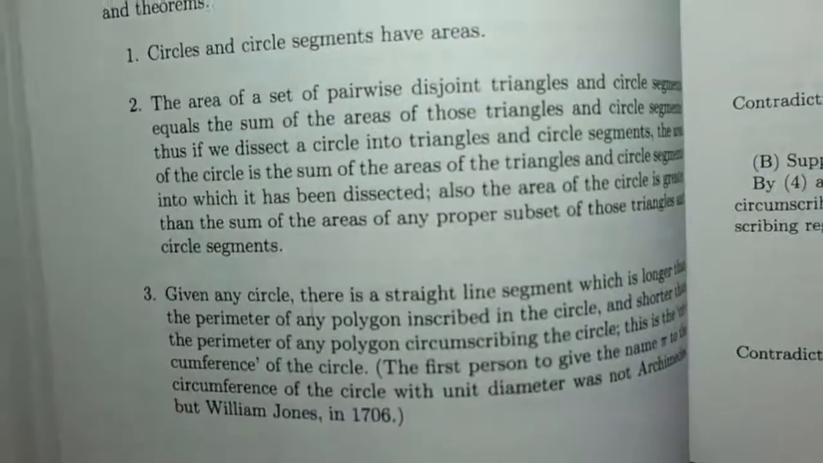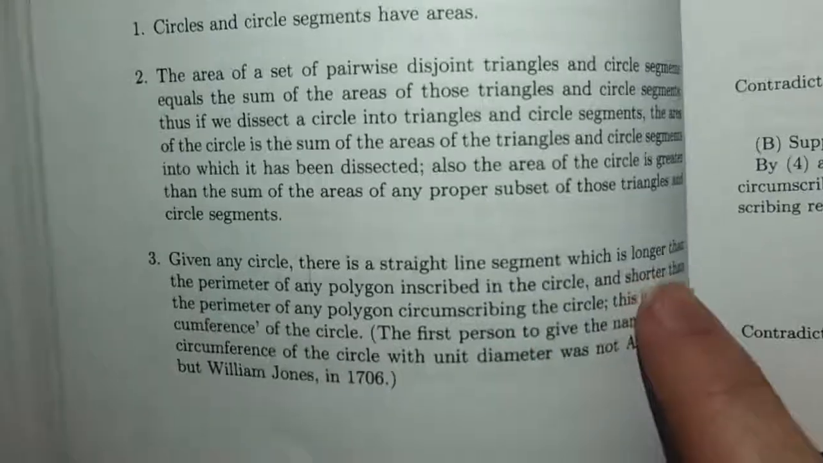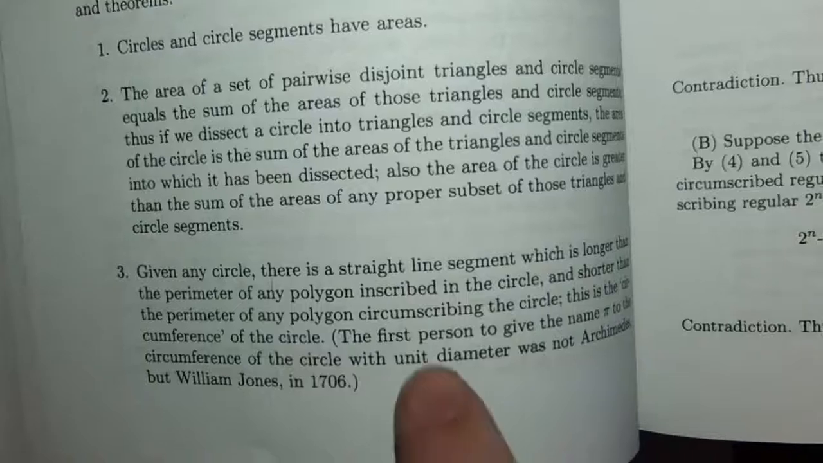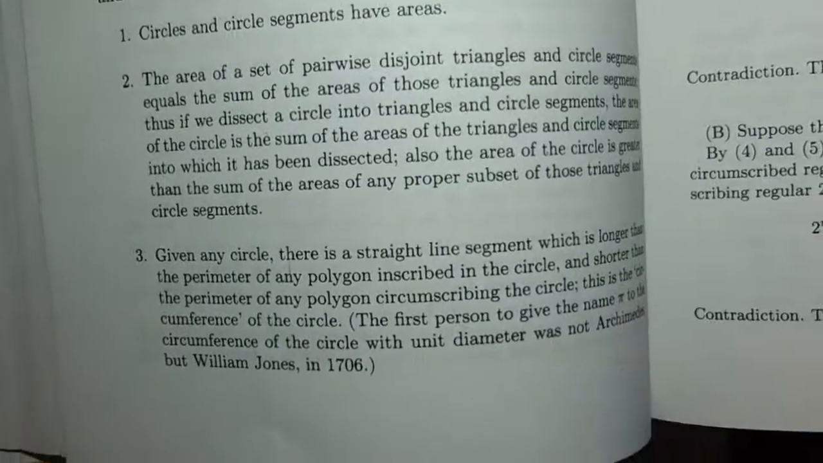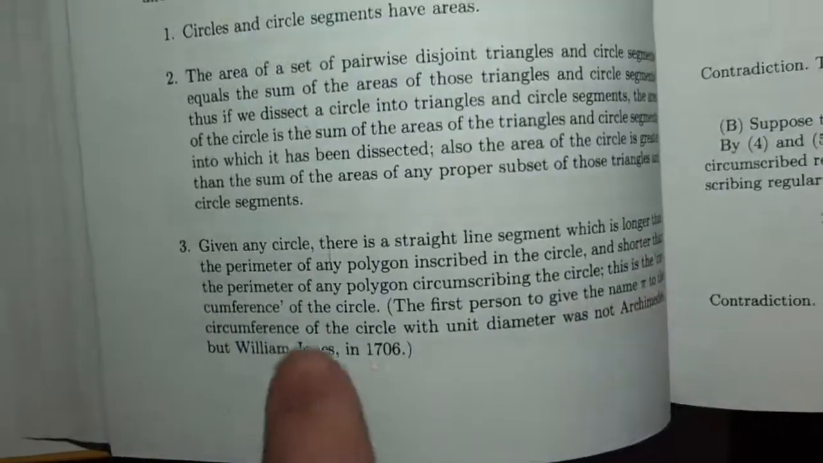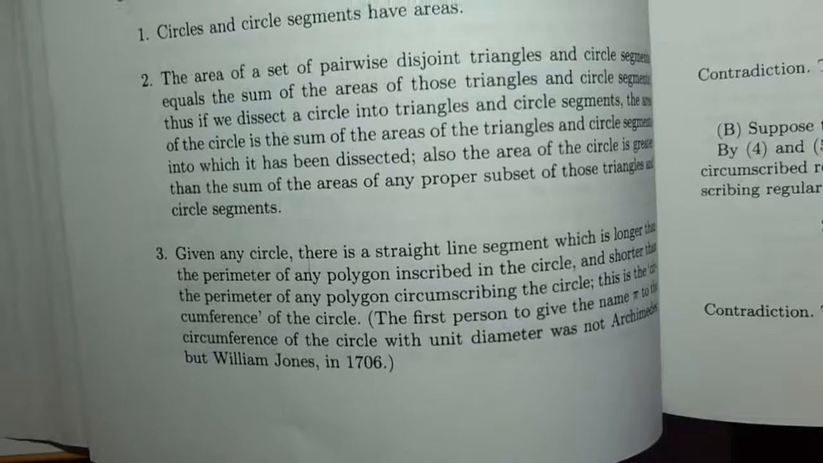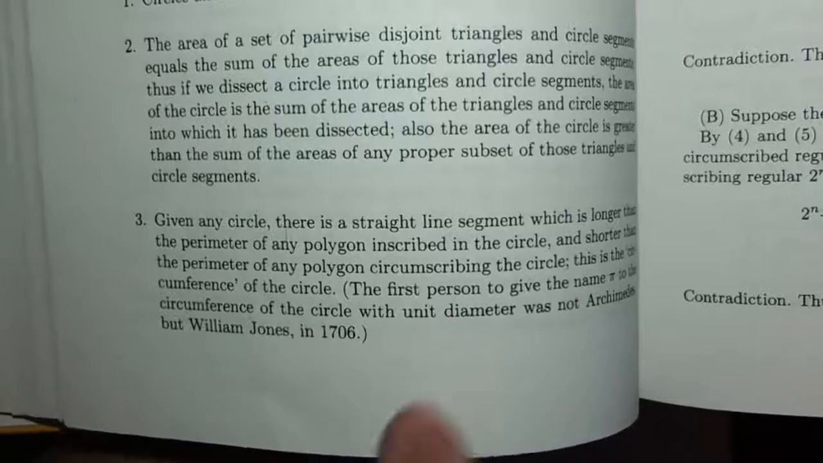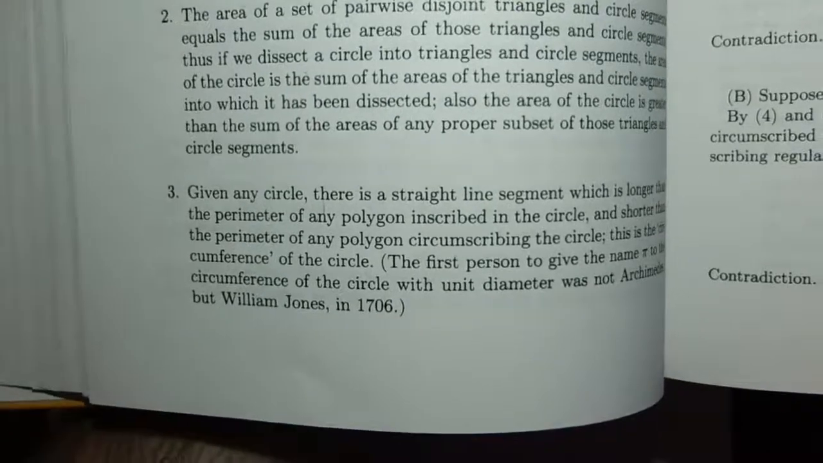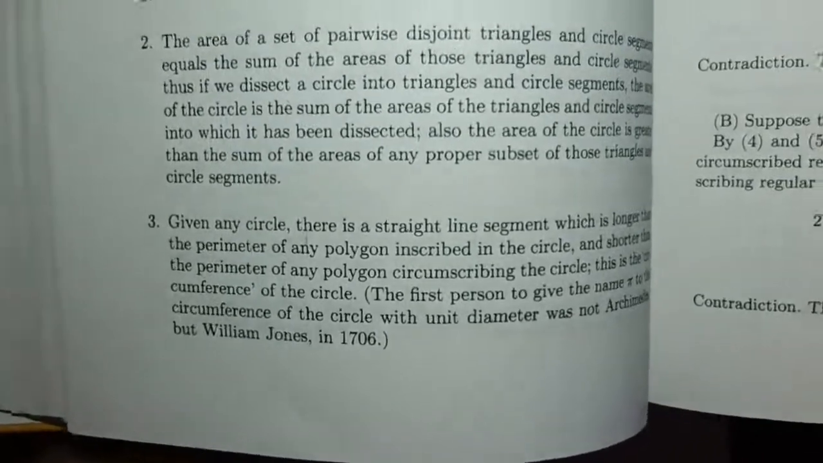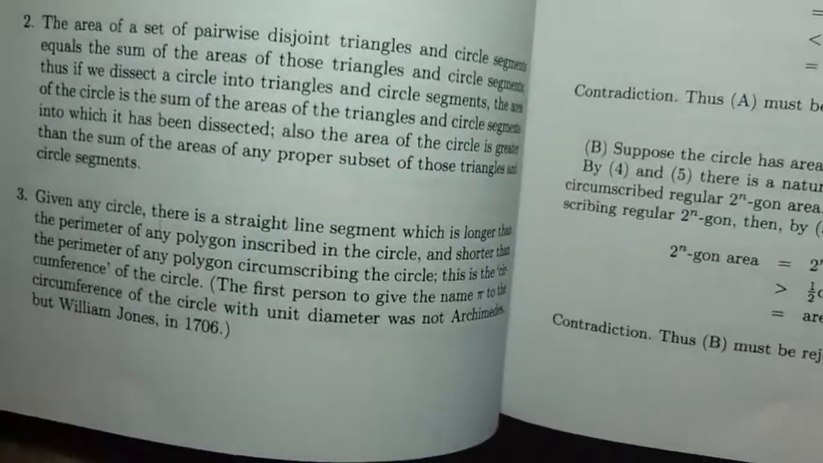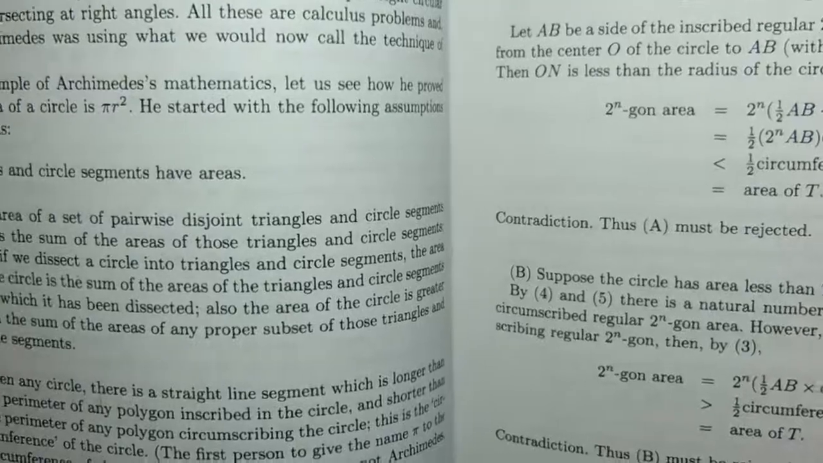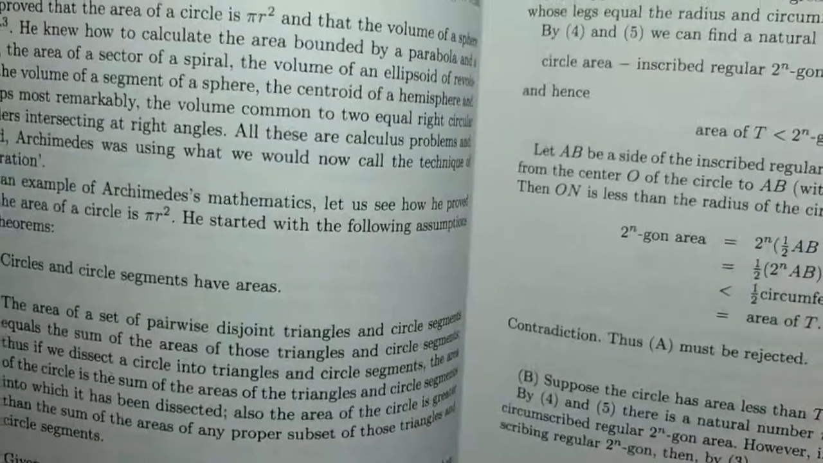Okay, so 3: given any circle, there is a straight line segment which is longer than the perimeter of any polygon inscribed in the circle and shorter than the perimeter of any polygon circumscribing the circle. This is the circumference of the circle. So the first person to give the name pi to the circumference of the circle with unit diameter was not Archimedes. It was William Jones in 1706. So pi was not the symbol that Archimedes was using. But anyway, of course it's the same quantity that's being described here.